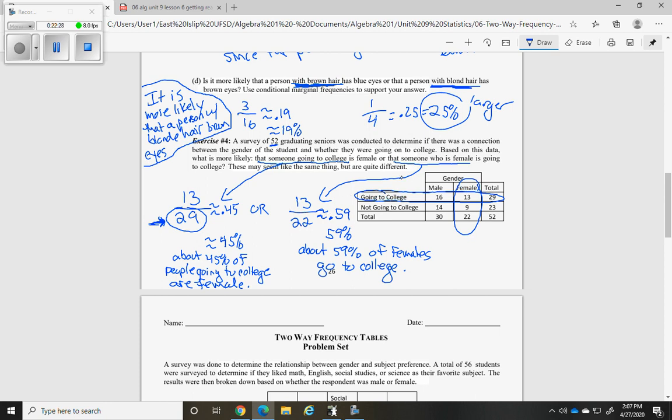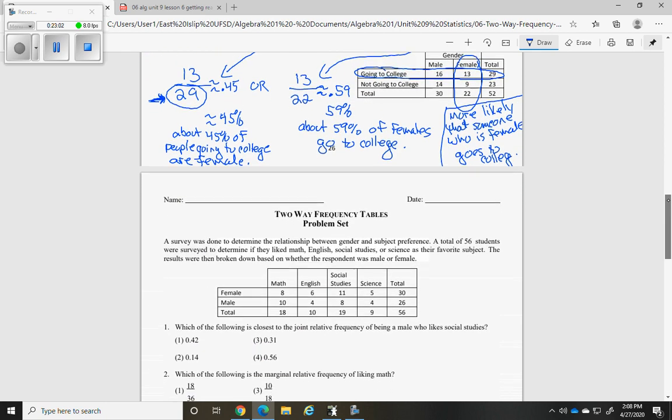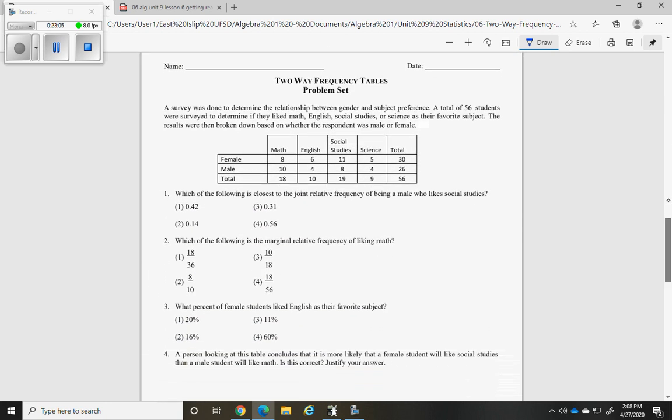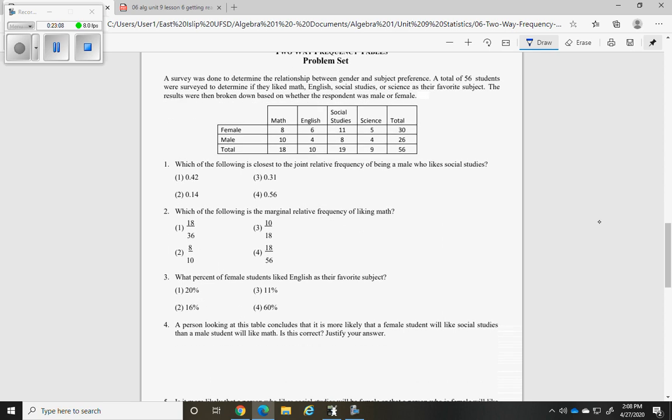So what's more likely? It's more likely that someone who is female is going to college. That's the answer to the question. And that's everything. So remember, it comes down to reading comprehension. You have to read so carefully.